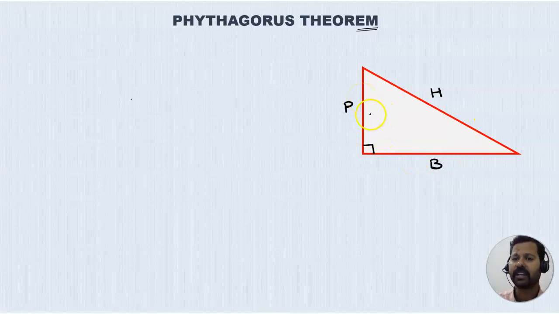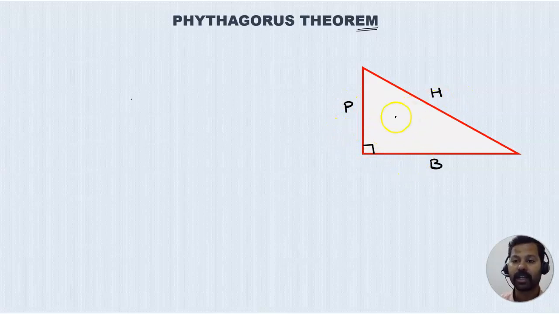As we can see in a triangle, we have three sides. We are calling it a right angle triangle because one of the angles of the triangle is 90 degrees. So this theorem tells us that the square of the longest side of a right angle triangle is equal to the sum of squares of the other two sides.